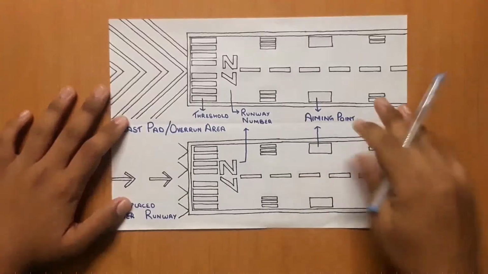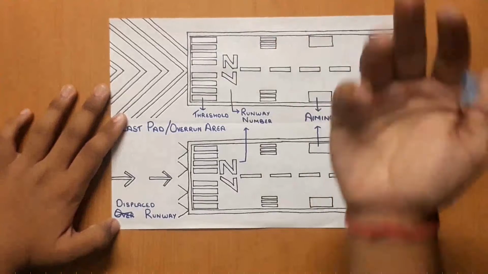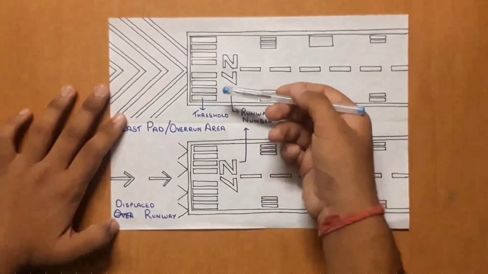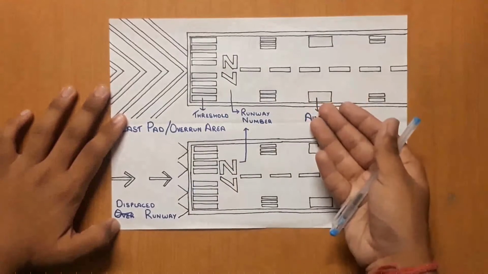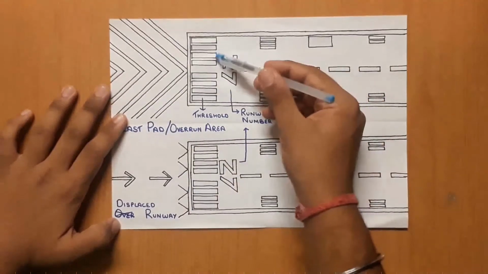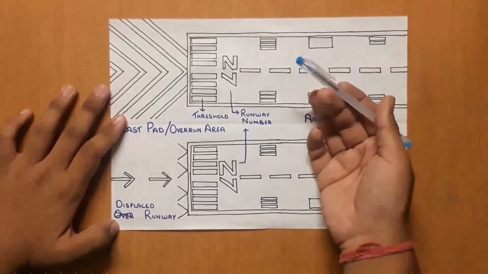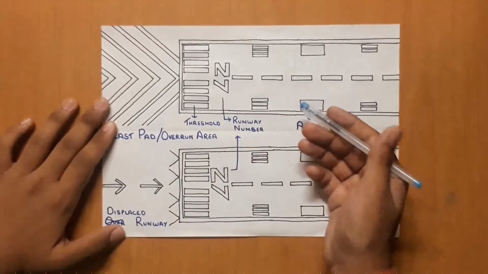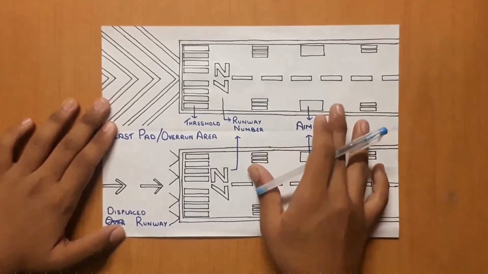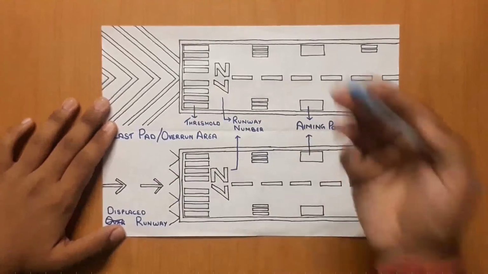Now we're going to talk about the runway markings. Let's see the runway markings. These boxes, which are white in color, are called the threshold. This describes the starting of the runway or the end of the runway. These numbers are the runway number, which can vary at different airports. Now this part is called the landing area, where the aircraft has to land. If the aircraft is not able to land in this particular area, then the aircraft has to go around.